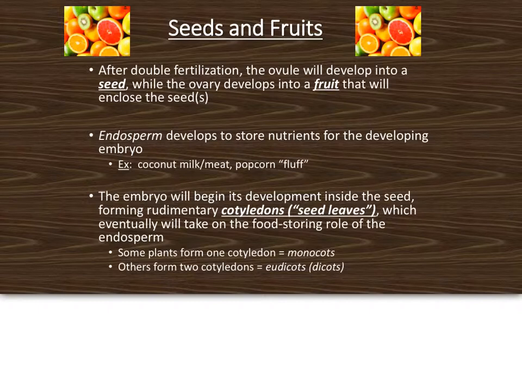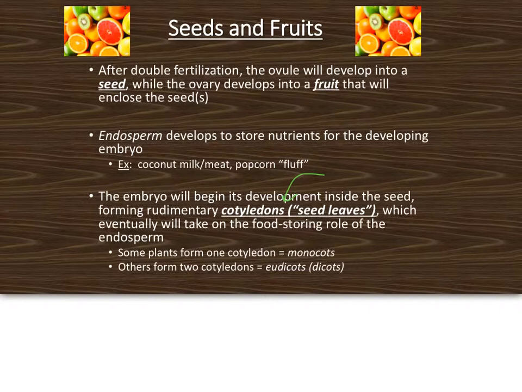Now, the embryo will start developing inside the seed and form these rudimentary seed leaves. So it forms these little leaves that also dry out for the most part. But these leaves are called cotyledons. I know it's a weird looking word here. It's usually said cotyledon. And those are seed leaves. These actually sort of take over the job of the endosperm after a certain point. So the seed leaves get to a point where they are providing for the tiny zygote inside that seed, and the endosperm is not really necessary anymore.